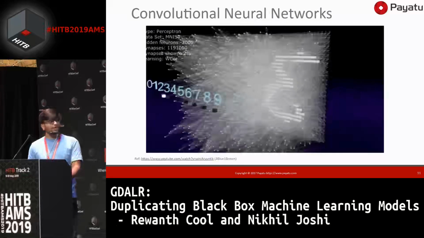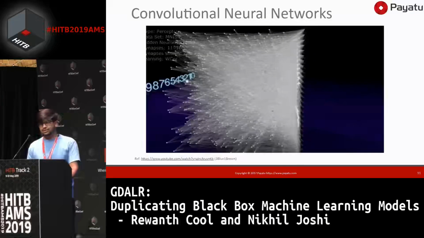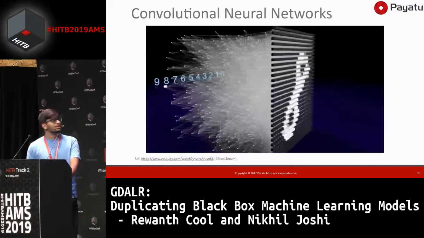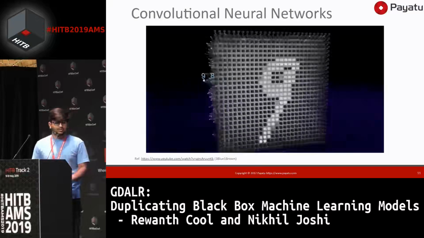At the end, this is what we get. We pass some image as input and then we get some activation at the output. So the neural network has learned how to classify a handwritten digit.